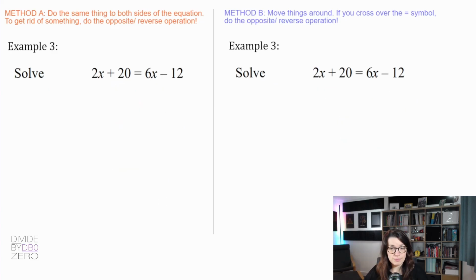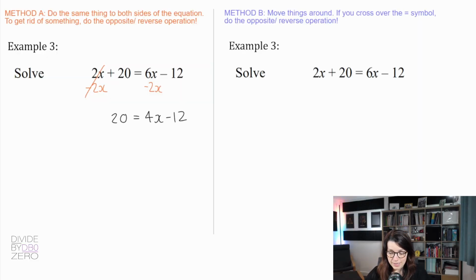Example 3, let's do method A first. This one, we've got 2x on one side and 6x on the other side. So when x appears on both sides of the equation, you need to deal with that and make sure that they're all on one side. In this case, I'm actually going to subtract the 2x from both sides, but you could subtract the 6x, that's fine. Whichever way you eliminate things in this method, you will end up with the same final answer. So that cancels out or goes away, and we've got 20 equals 4x minus 12.